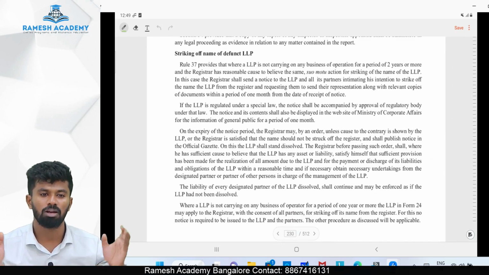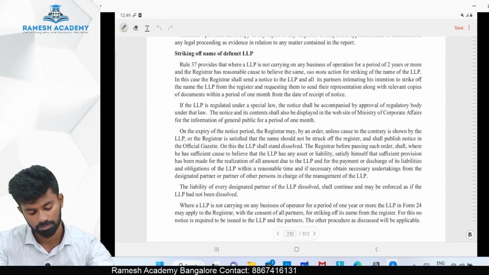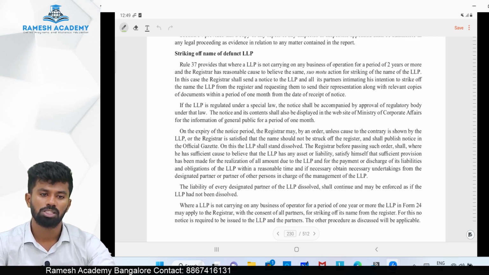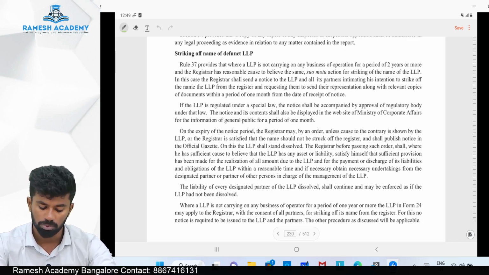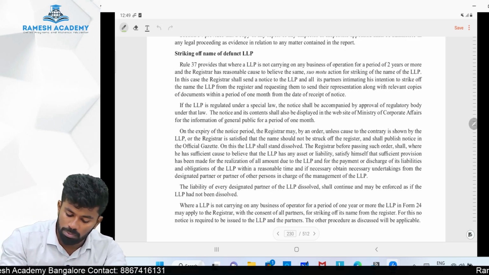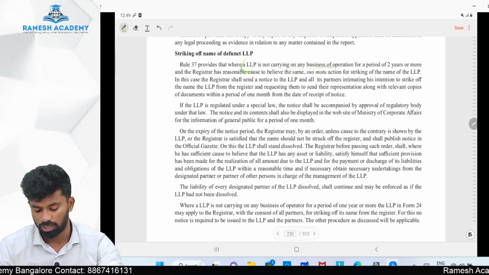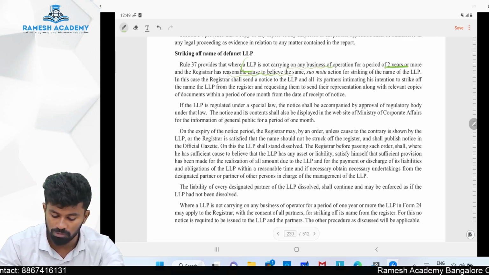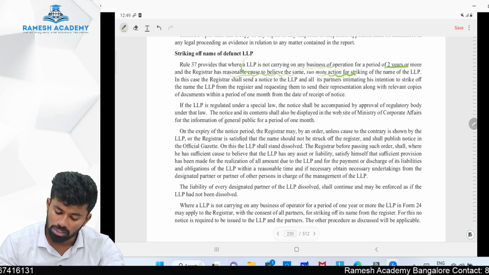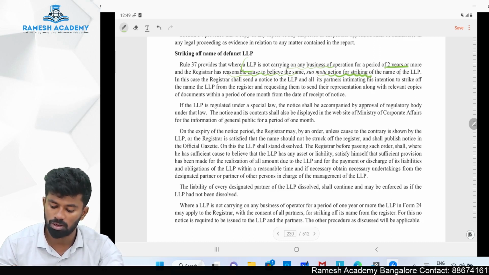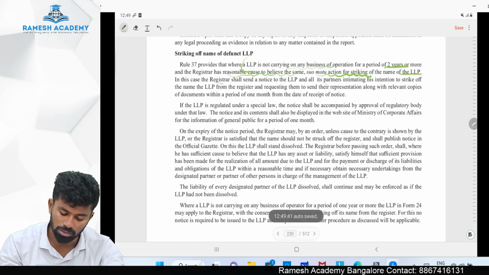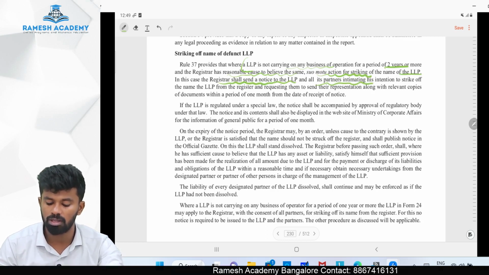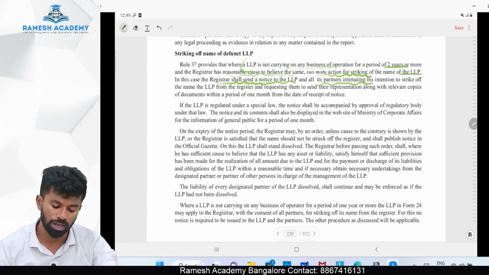Strike off of name of the defunct LLP. Now what is defunct, sir? Means the one which is not functioning is called a defunct LLP. Where an LLP is not carrying on any business operations for a period of 2 years or more, and the registrar has reasonable cause to believe the same, suo motu action for striking off the name of the LLP. In this case, the registrar shall send a notice to the LLP and all its partners intimating his intention to strike off the name of the LLP from the register.